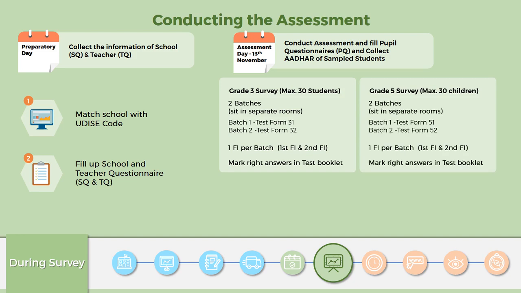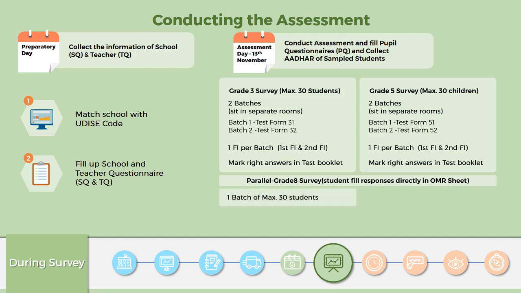in session 2, for grade 5 by the same 2 field investigators, first and second FI. Batch 1 will be given form number 51. Batch 2 will be given form number 52. Parallelly, the third field investigator will conduct assessment with grade 8, having maximum 30 children in one batch, while class 3 and 5 students will mark the right answer on the test booklet. Class 8th students will fill the OMR sheet.